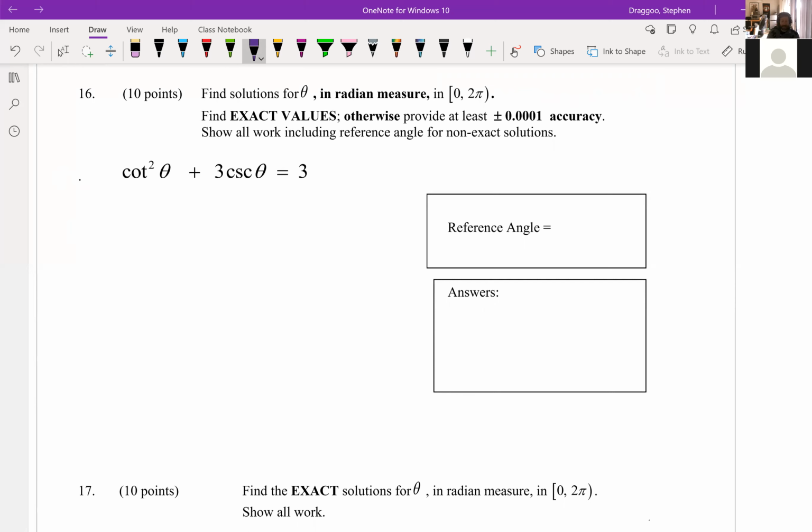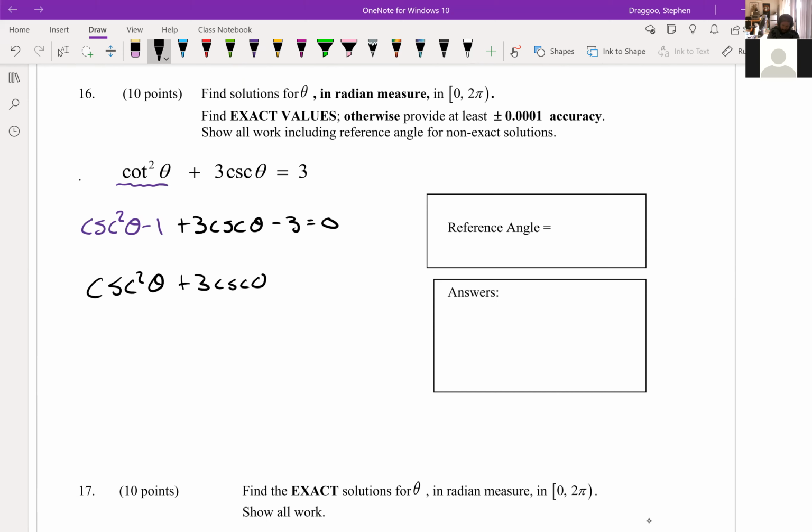So I'm going to want to use a trig identity, namely the one that says that cotangent squared is equal to cosecant squared minus 1. Plus 3 cosecant theta minus 3 equals 0. So we'll simplify that thing to be cosecant squared plus 3 cosecant theta minus 4 is 0.